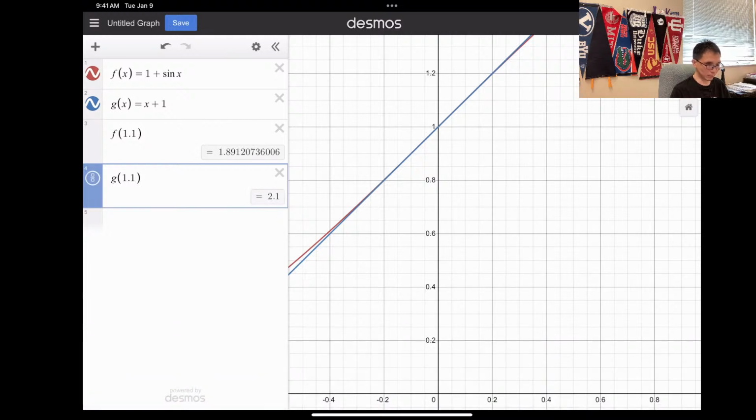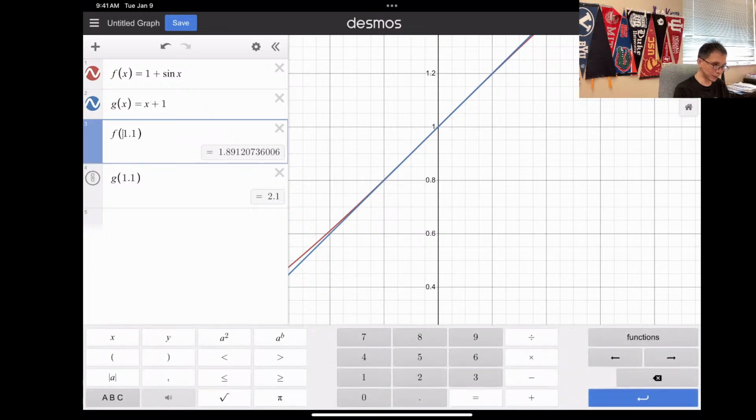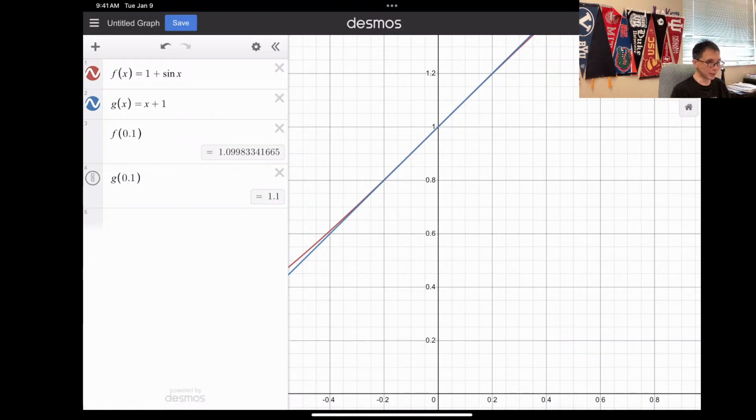Wait, hold on a second, did I do something wrong? It's 0.1. Thank you, I'm an idiot. 1.1 doesn't work, obviously, because that's too far away from the tangent line. But for something really close, you can see 1.099 and 1.1. Which one is the correct value? The top one, 1.0998, is the correct value. The g of 0.1 is the approximation.